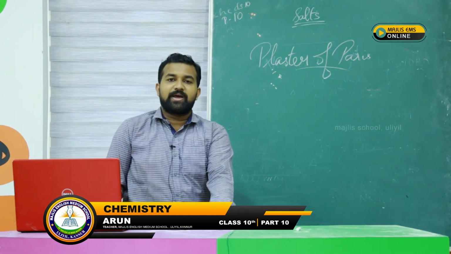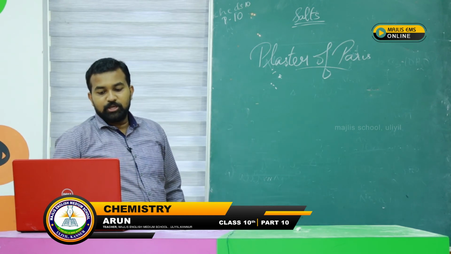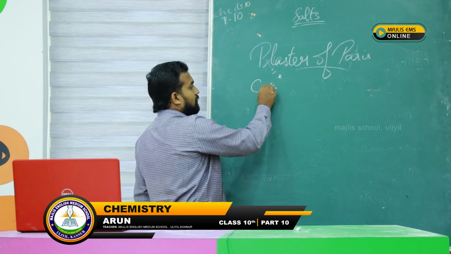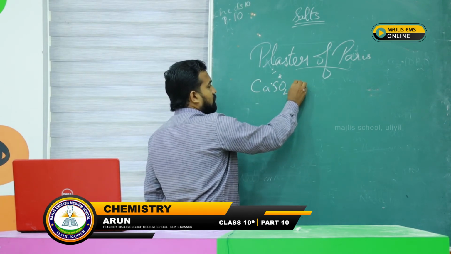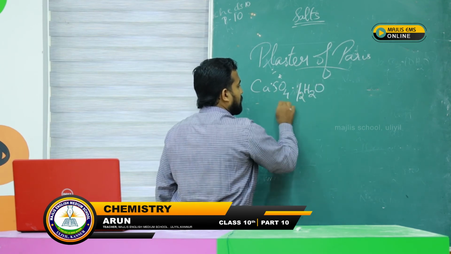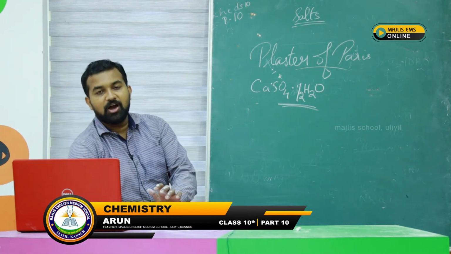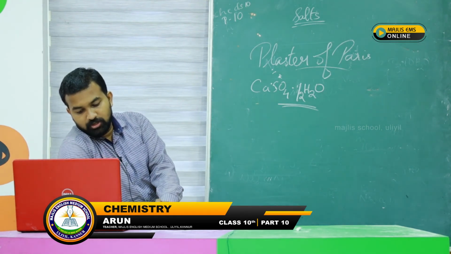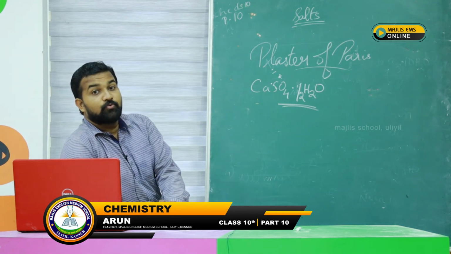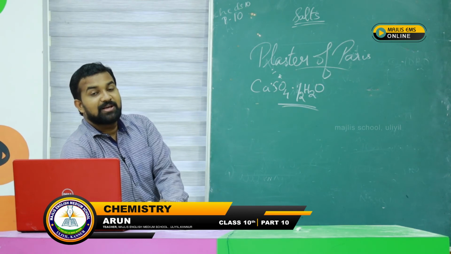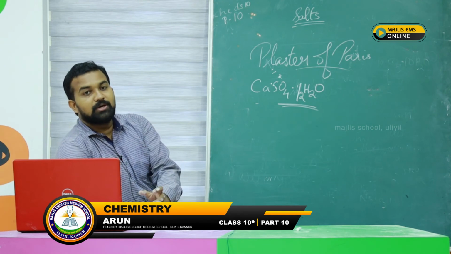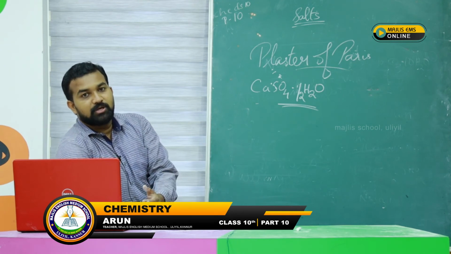So this plaster of Paris has the formula calcium sulfate ·½H2O. Calcium sulfate ·½H2O is the plaster of Paris formula. Okay, so for what are we using plaster of Paris? The plaster of Paris is used for making statues and all.